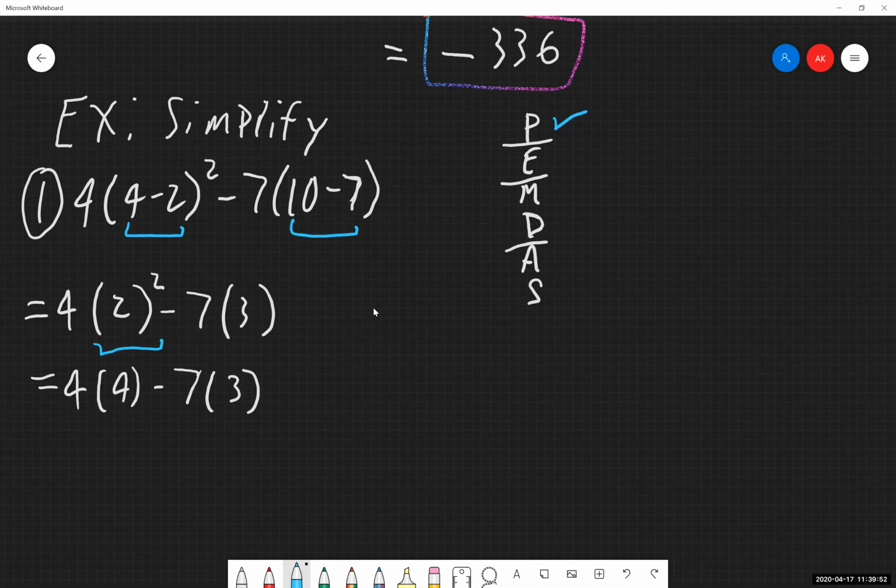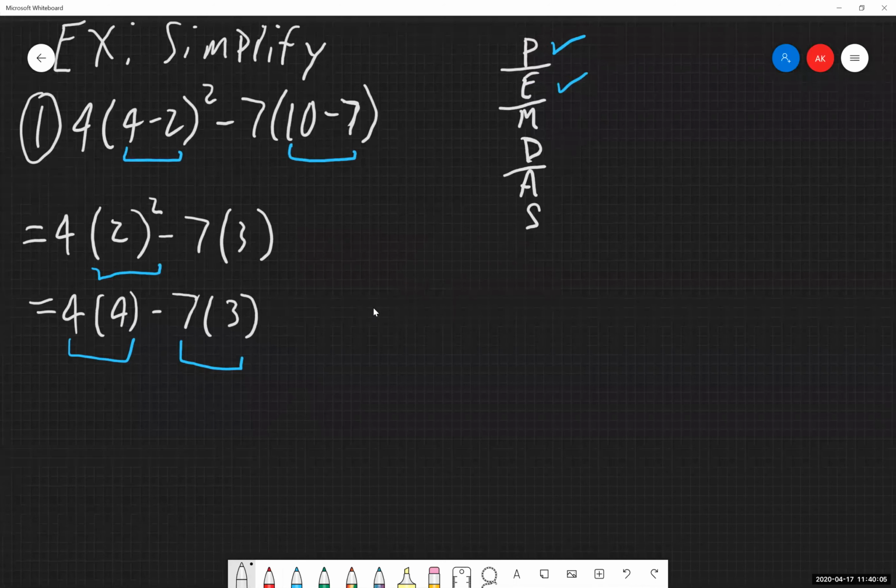And now I'm done with exponents, so I can check that off. I have multiplication happening. I have 4 times 4. I have 7 times 3. Let's move this up here a little bit. 4 times 4 is going to give me 16. I have negative 7 times 3.